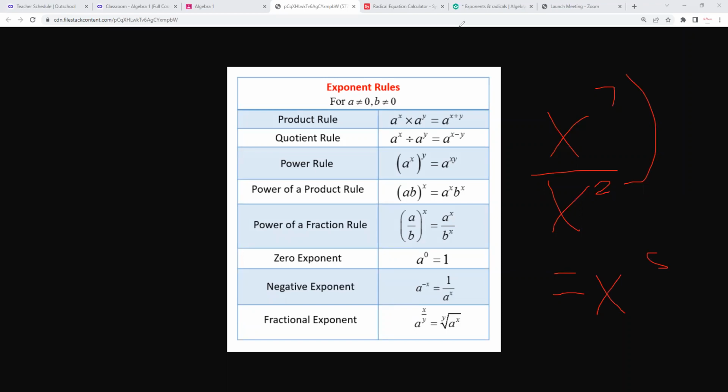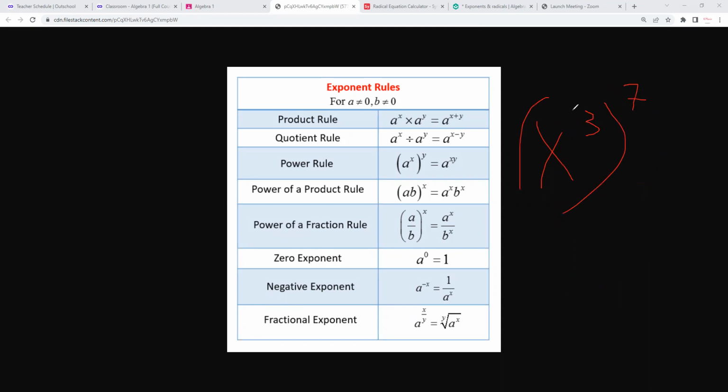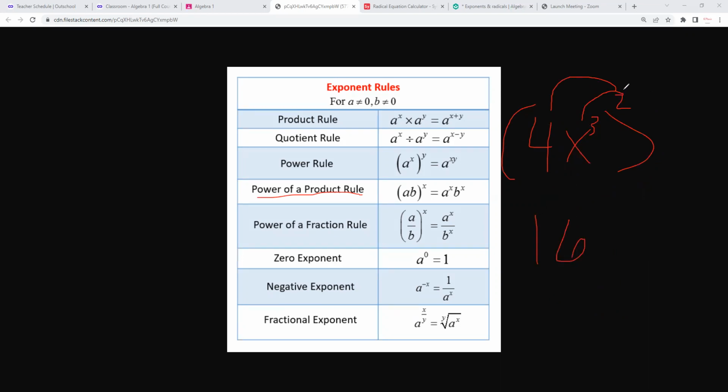If you see something in parentheses like this, it is called raising to a power. This is when you actually do multiply the exponents. If there is a number in front of the x and you have a number on the outside, this is called the power of a product rule. That is when you take this exponent and apply it to the base of the exponent and its coefficient. 4 to the second power is 16. This would get you x to the sixth.